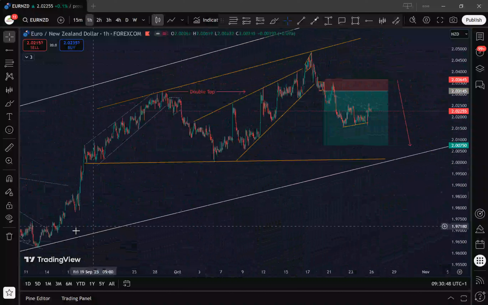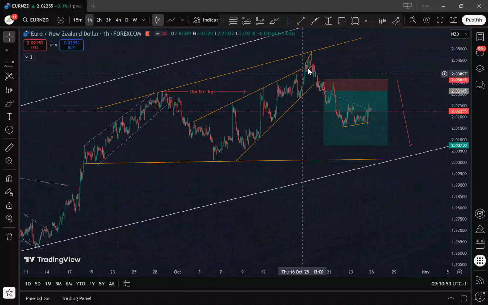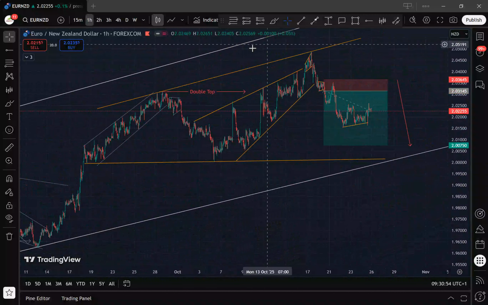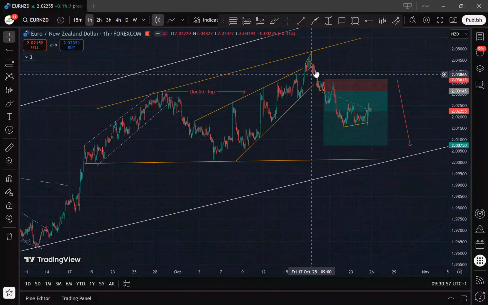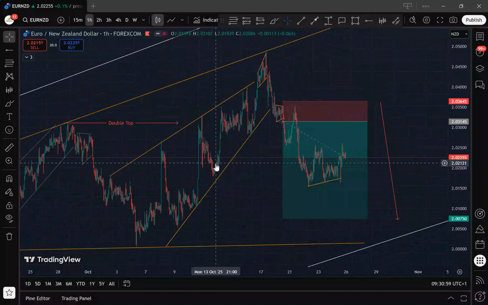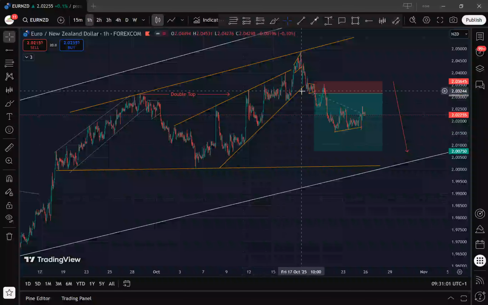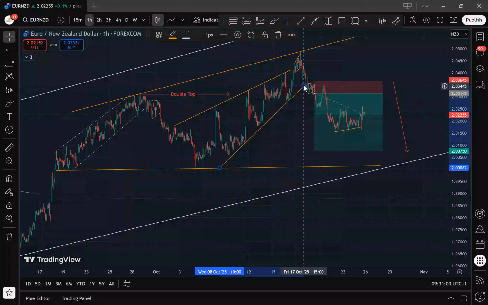Within that higher time frame structure, within the higher time frame ascending channel, we have this bullish impulse. We took this trade a couple of weeks ago. Then the structure expanded with another ascending structure, which means a sell trade for us.